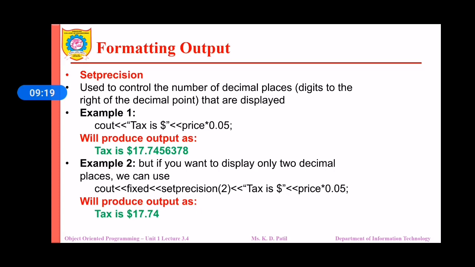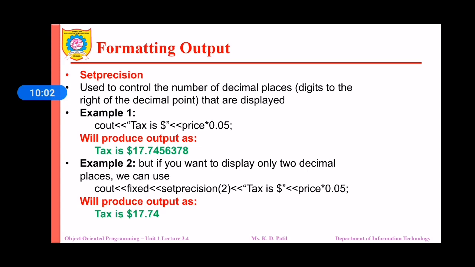It is used to control the number of decimal places, that is, digits to the right of the decimal point that are displayed. Now for example, I have a cout statement where I want to print the tax. If I have a statement which prints the tax as 17.7456378, it will be printed as it is on the screen, and if the number is more than that, it may give some scientific notation. But if I use the fixed manipulator, it will print the value as 17.7456378 as it is on my screen.